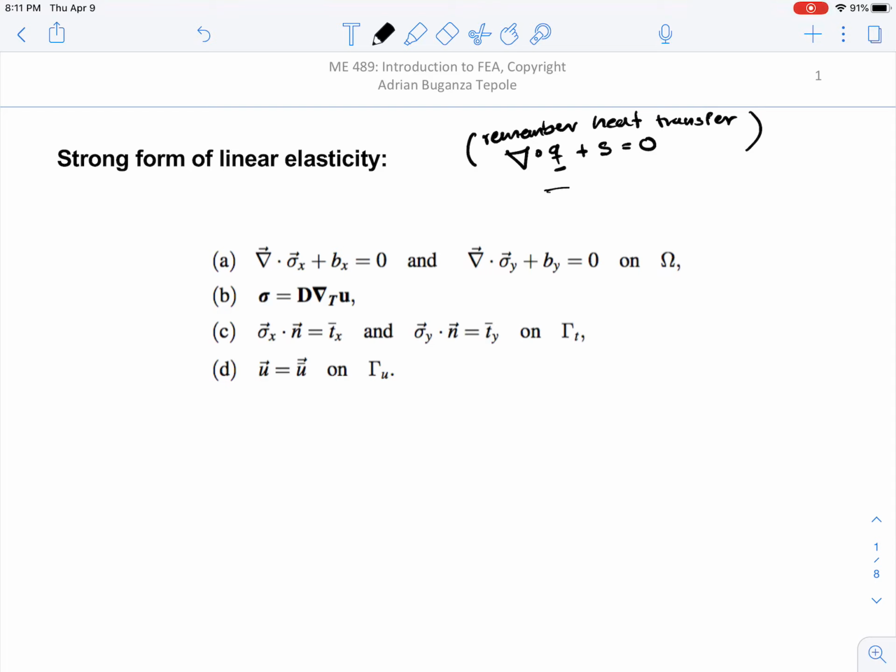And the difference being here that the flux is what we had before was the heat flux. Here, this sigma x, you can think of that as flux of linear momentum. And then this, what was a heat source term in the heat transfer problem, is going to be a body source, source of linear momentum called a body force.